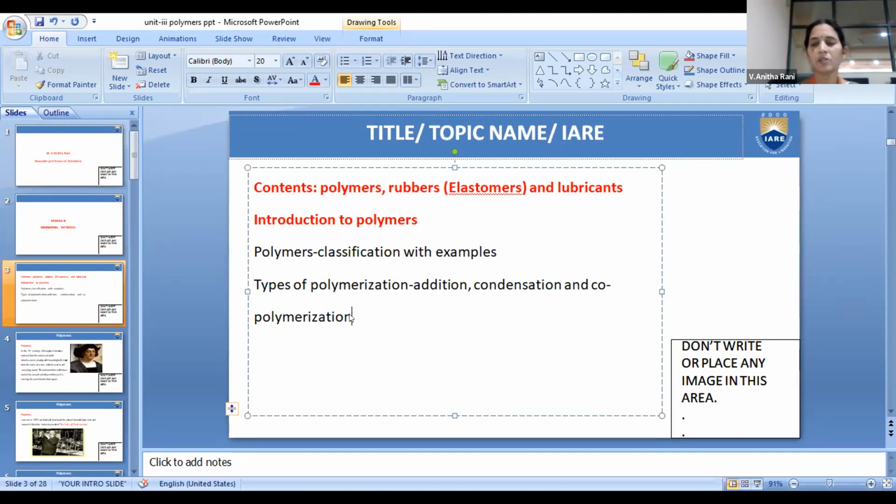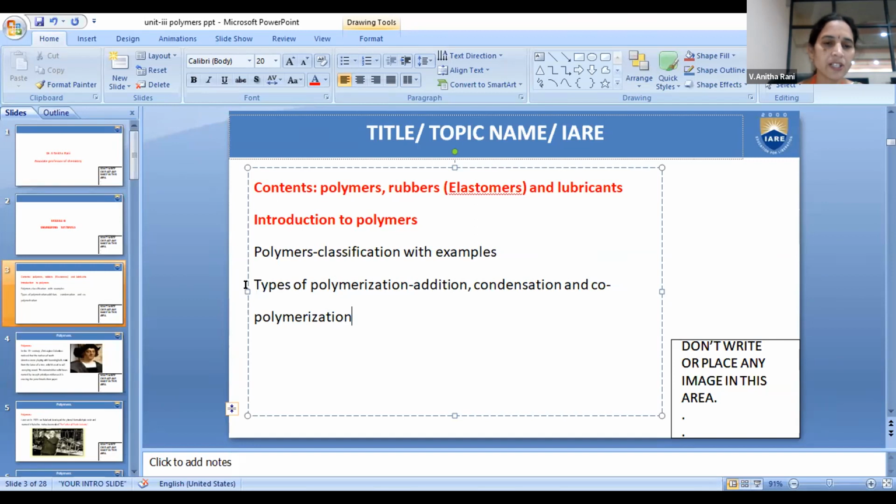Only polymers are there. Elastomers and lubricants will be discussed after mid. Now, the topics are types of polymerization, difference between thermoplastic and thermosetting resins, compounding of plastics, and preparation, properties, and uses of four synthetic polymers: PVC, Teflon, bakelite, nylon 66. Last one, biodegradable polymers. So these are the topics we are going to discuss in polymers in module 3.